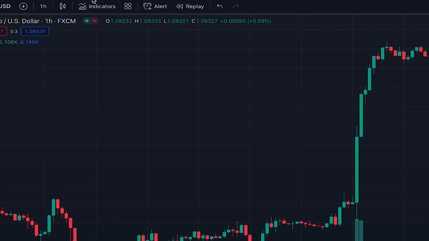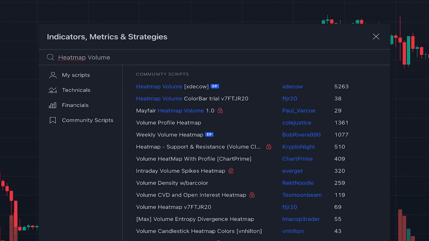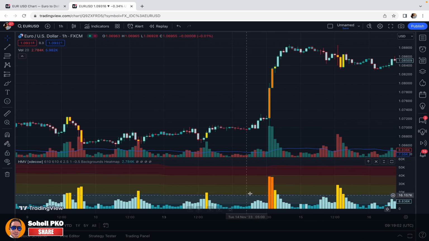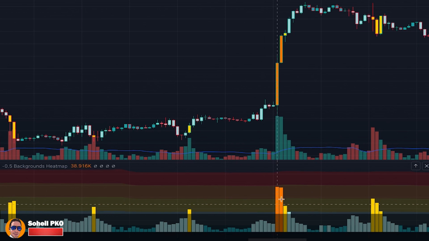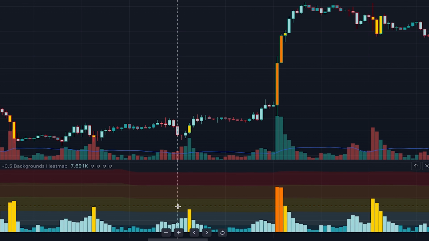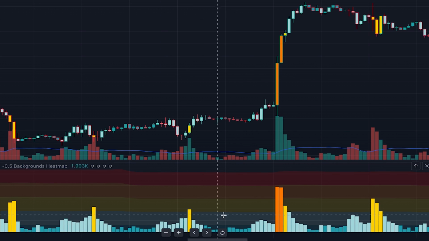Here we click on indicators and we search for heat map volume, this one, which is an open source indicator written by someone named XDCO, if I'm pronouncing the name correctly. Alright, this is the indicator, and as you can see, it's added here below the chart. If you compare it with this volume indicator, you can see that they are exactly the same, but in this new one we have different colors.